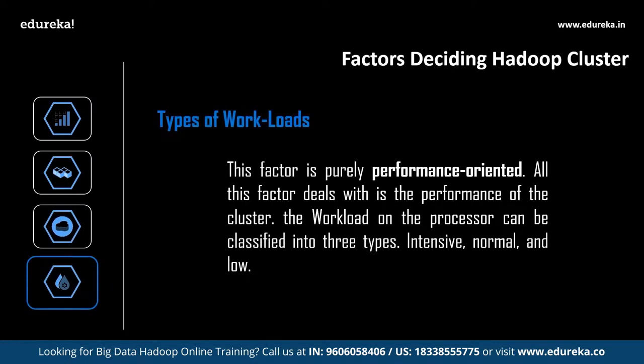The workload on the processor can be classified into three types: intensive, normal, and low. Some jobs like data storage will cause low workload on the processor. Jobs like data querying will have an intense workload on both the processor and the storage unit of the cluster. So the type of workloads also matters a lot. If you want to have a smooth and efficient cluster, then the processors and the RAM you use should be high-end. So these were the factors that decide the planning of a Hadoop cluster.